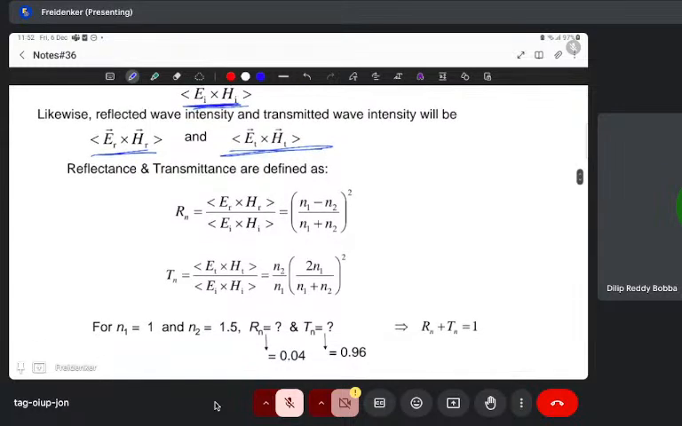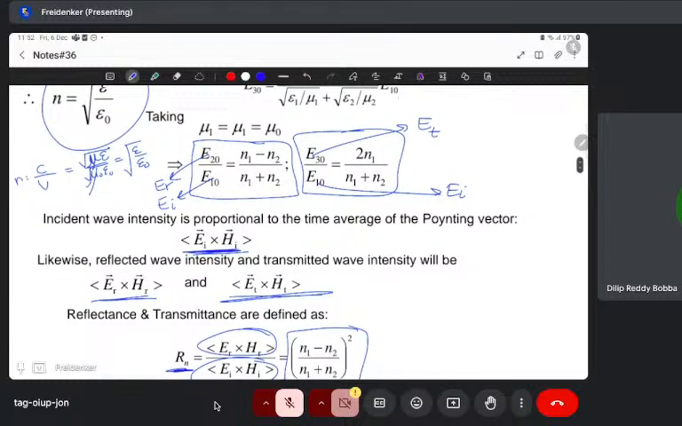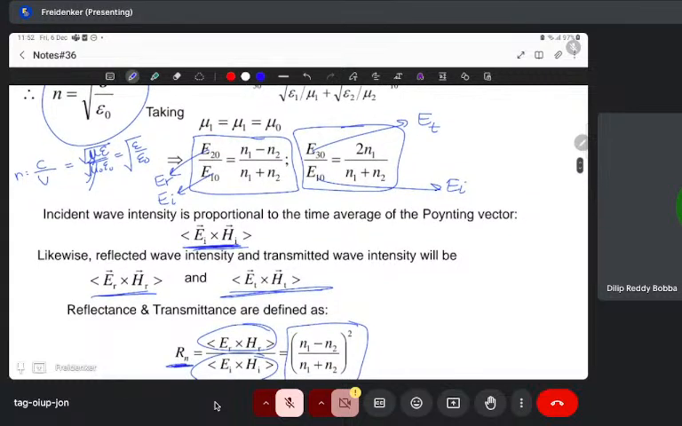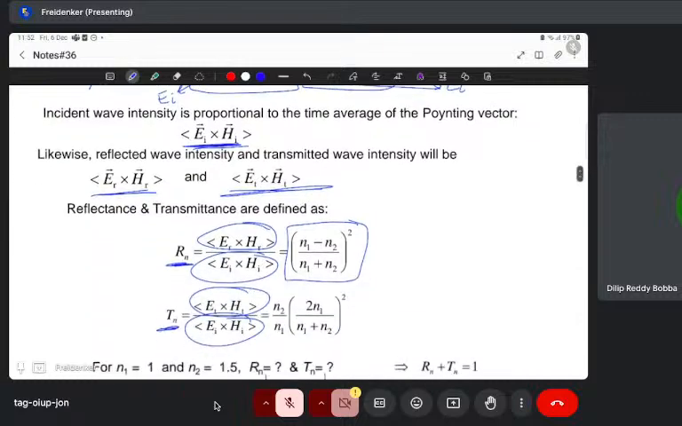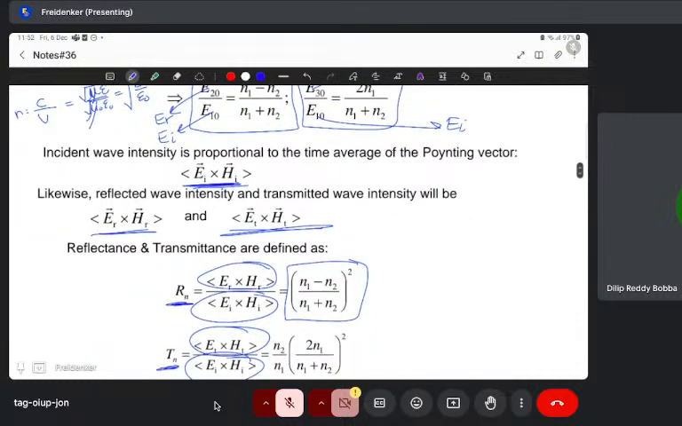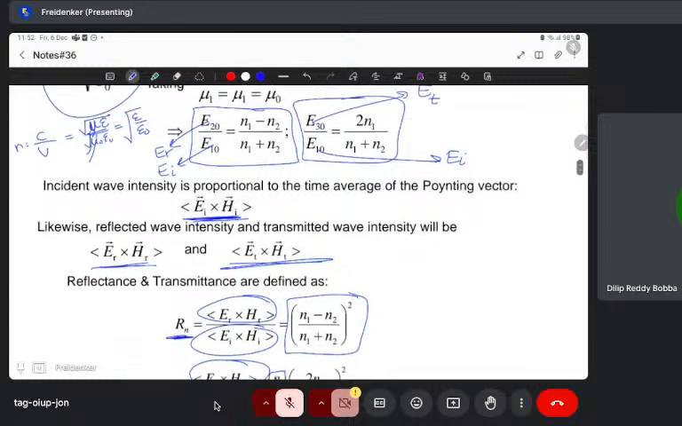Okay, two new terms, reflectance and transmittance. So reflectance is the ratio of reflected wave intensity and incident wave intensity. Then transmittance is transmitted wave intensity by incident wave intensity. Okay, nice. So basically, you're squaring the ratio of amplitudes, aren't we? And here we are squaring and then multiplying with n2 by n1. Fine, not too difficult to remember, I suppose.